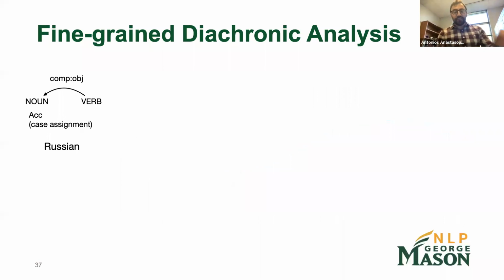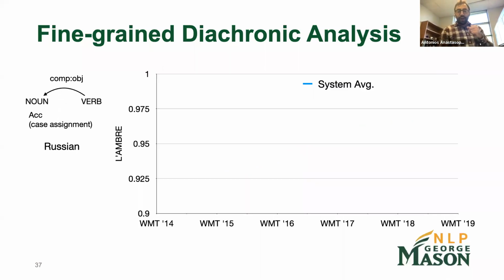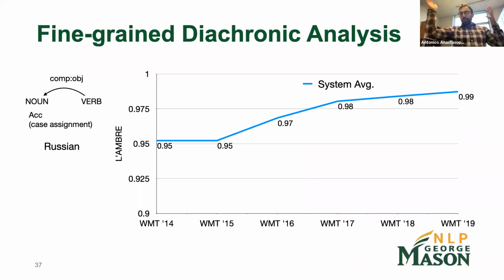When it comes to case assignment for objects, again, it got really good, to the point that at WMT19, Lambert says the system basically was correct in its case assignment for the objects 99% of the time.